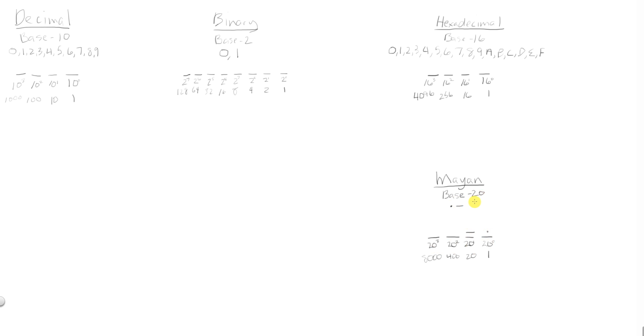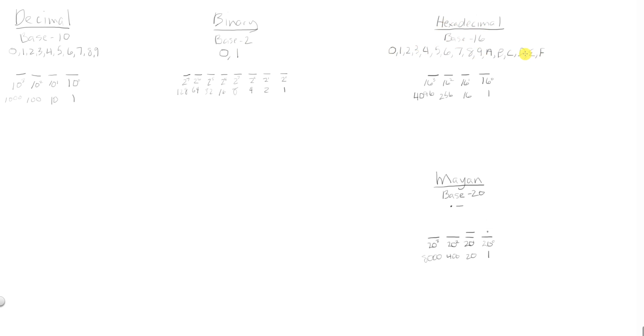So we talked in this video about base 10, which is decimal, which is what you're all familiar with. It uses these symbols to represent numbers. We talked about binary, which uses base 2, which uses these two symbols to represent numbers. And then we talked about hexadecimal, or base 16, which uses these 16 symbols to represent numbers.